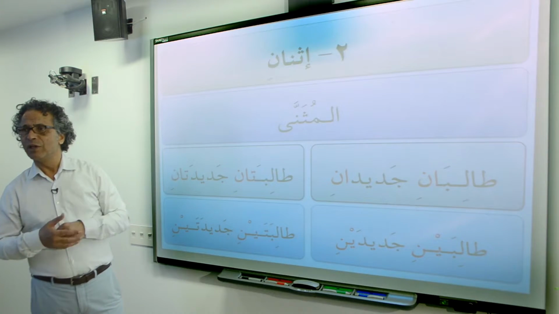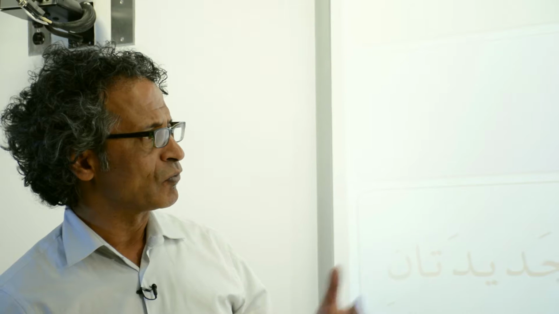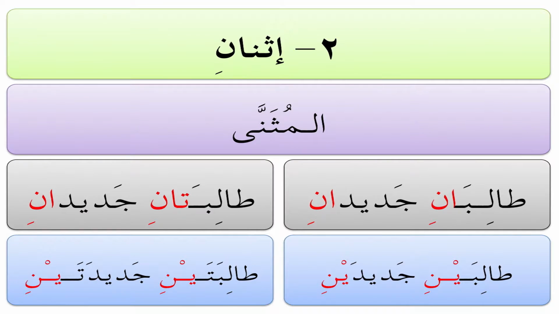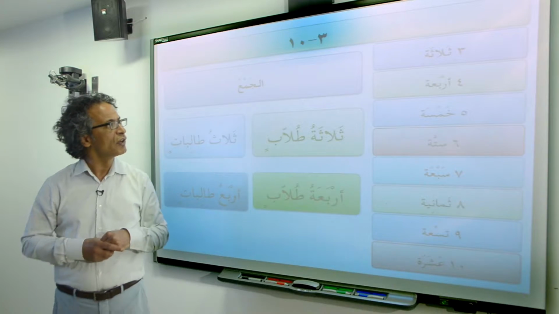For two, اثنان, we used المثنى, and we learned when to say آني or أيني. So طالبان جديدان، طالبتان جديدتان، طالبين جديدين، طالبتين جديدتين. By using المثنى, you're saying two. So you don't need to say two and then use student after it.